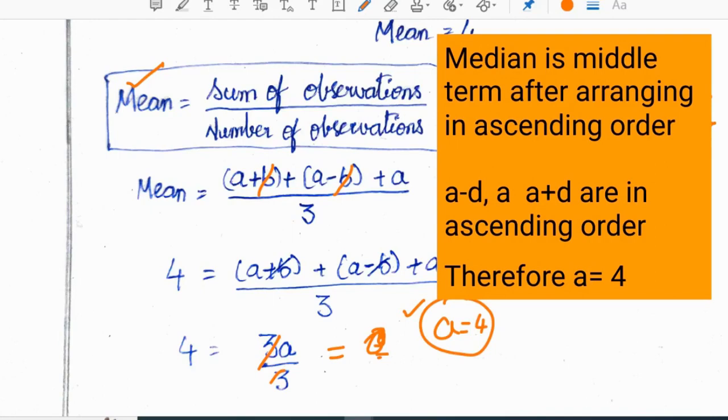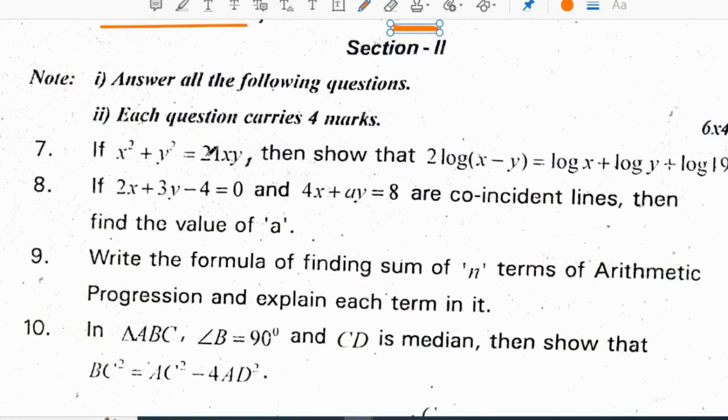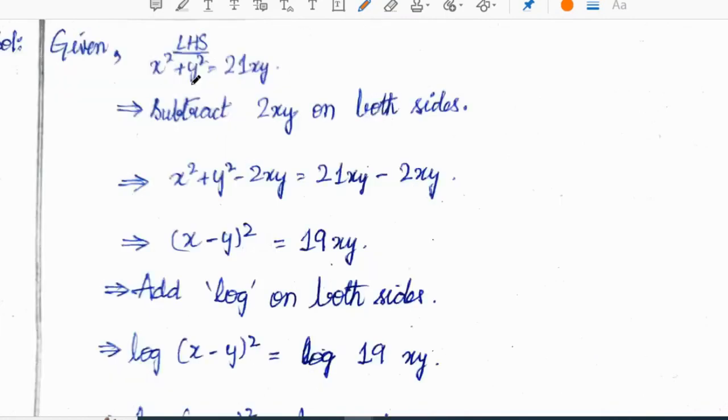So median is 4. Seventh one, if x square plus y square is equal to 21xy, then show that 2 log x minus y is equal to log x plus log y plus log 19. Take LHS, x square plus y square is equal to 21xy. Subtract 2xy on both sides. Why we have to subtract?